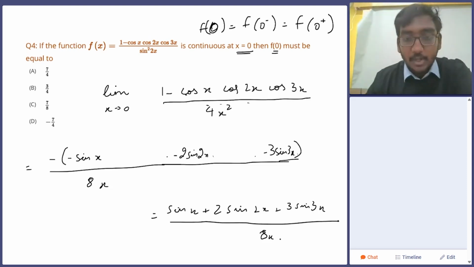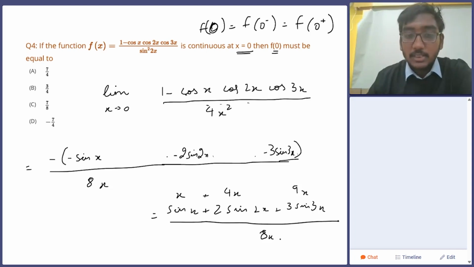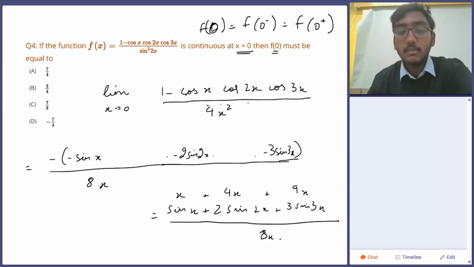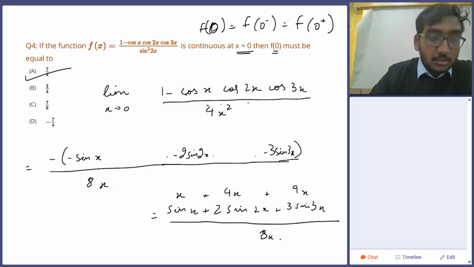This expression will be x plus 2 into 2x, that is 4x, right? This will be x, this will be 2 into 2x, that is 4x, and this will be 3 into 3x, that will be 9x, right? It will be x plus 4x plus 9x upon 8x, that will be 14x upon 8x, that is same as 7x upon 4x, that will be 7 by 4. Okay, this option.